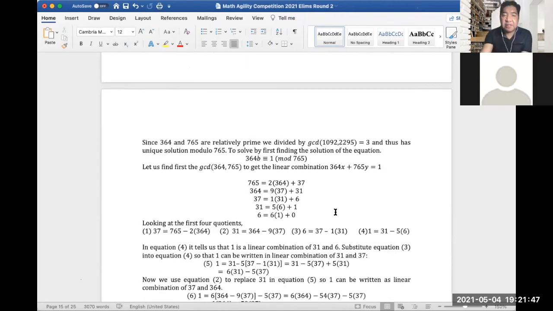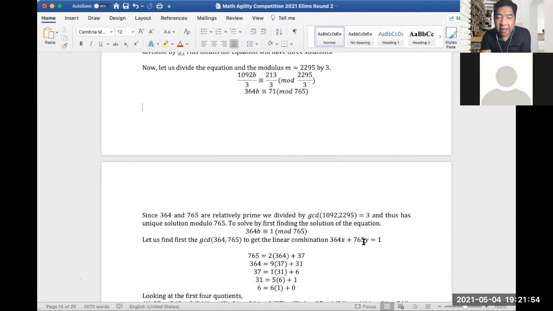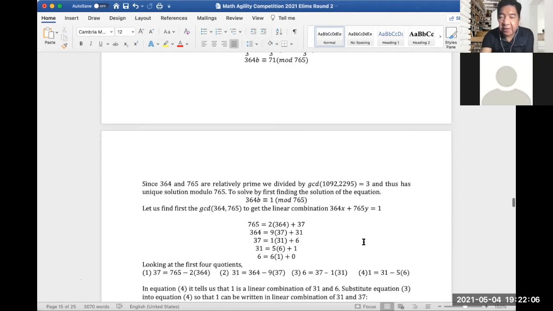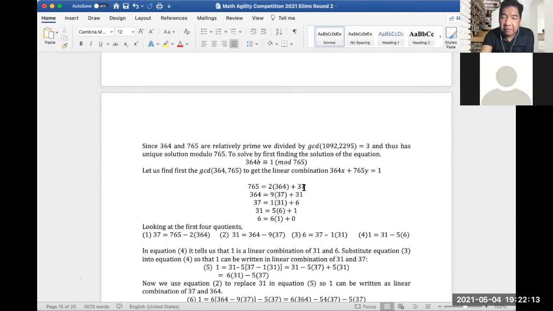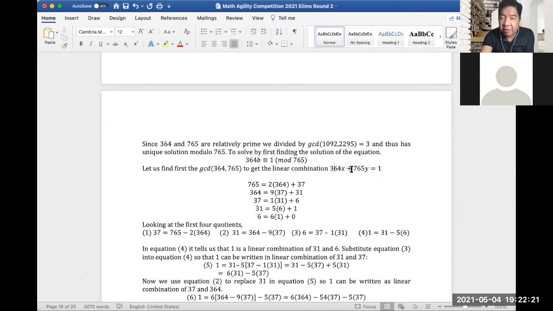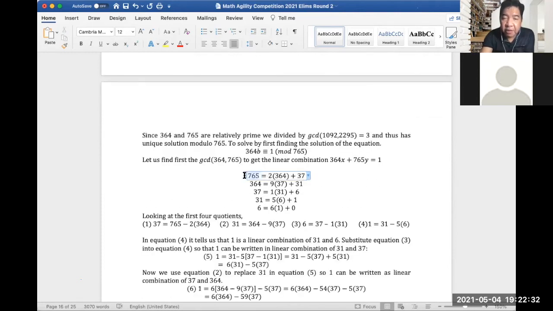Since 364 and 765 are relatively prime after we divide by the GCD of 1092 and 2295, which is equal to 3, the equation has a unique solution modulo 765. To solve, let's first find the GCD of 364 and 765 to get the linear combination 364x plus 765y equals 1, similar to what we did in the Euclidean algorithm. The first number on the left would be your 765, and we found that it is 2 times 364 plus 37.